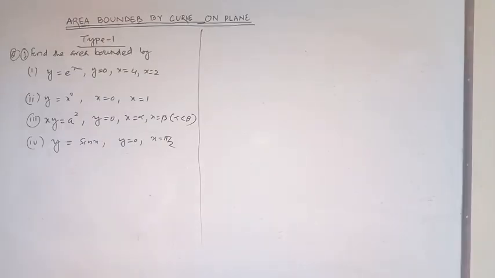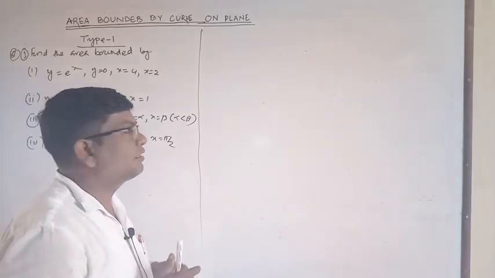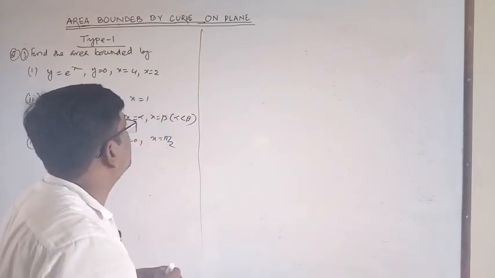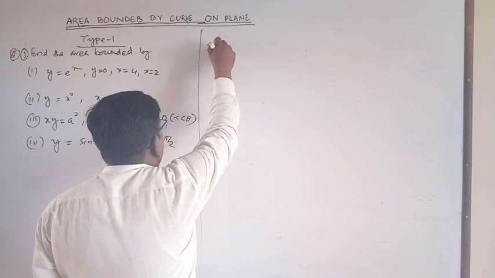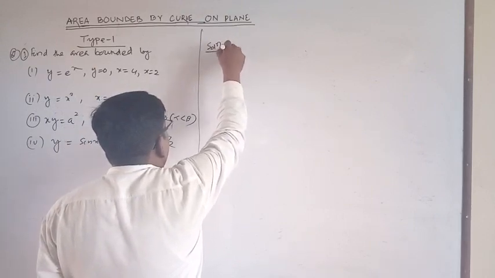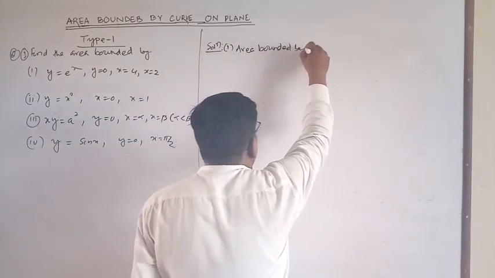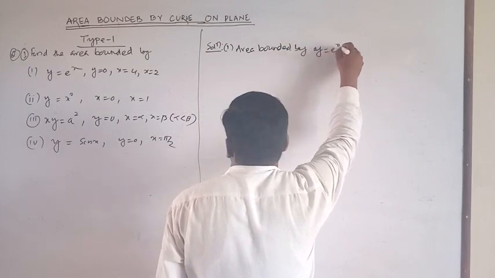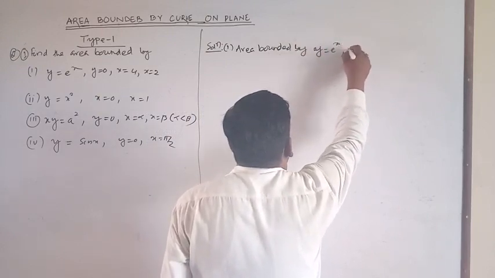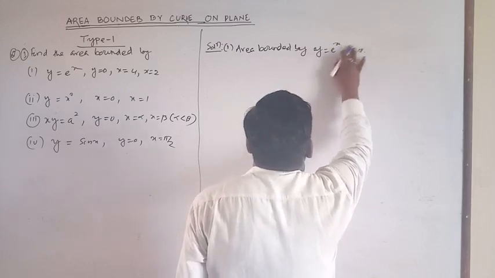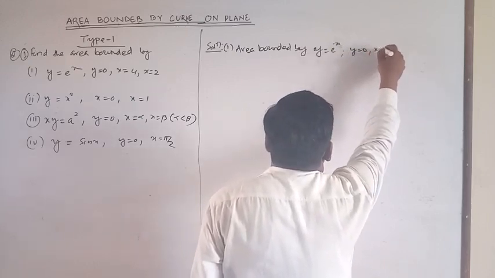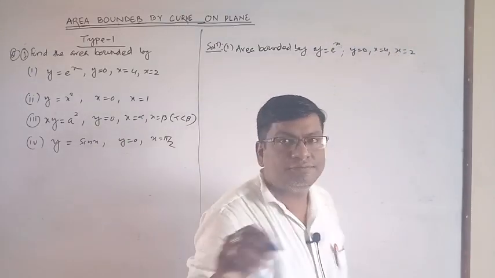Now a problem based on type 1. Find the area bounded by y equal to e to the x, y equal to 0, x is equal to 4 and x is equal to 2. Solution: the area bounded by y is equal to e to the x, y equal to 0, x is equal to 4, x is equal to 2. This is the question.